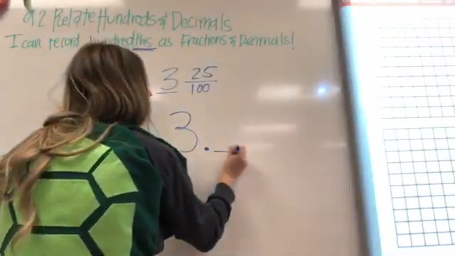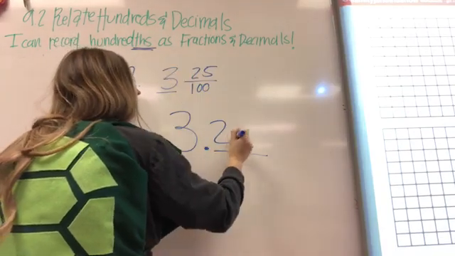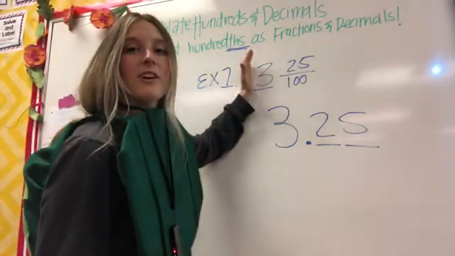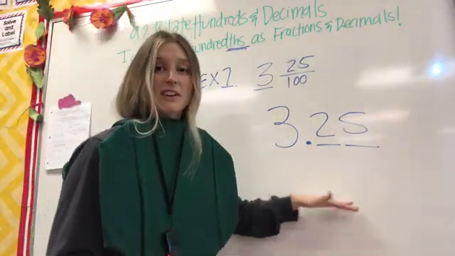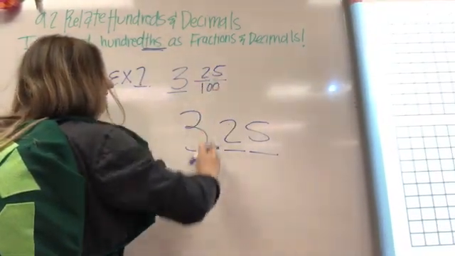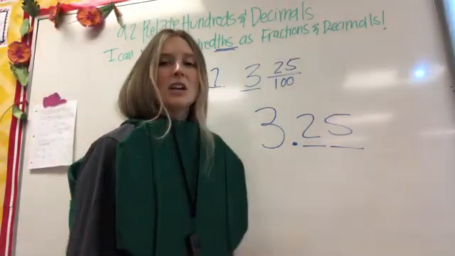We know that this is the 10th place, this is the 100th place, so all I do is put 3 and 25 hundredths. So this 3 and 25 hundredths is the same thing as this 3 and 25 hundredths. Okay, really simple. All we're doing, instead of putting it over that 100, is just moving it into the 100th place as decimals.